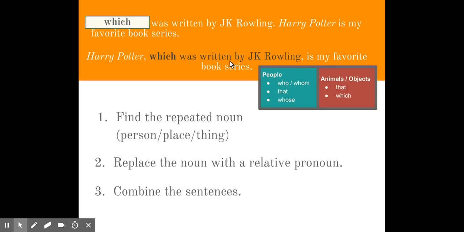And often when we have this kind of relative clause that is extra information, when we speak, we take it down a notch. So Harry Potter, which was written by J.K. Rowling, is my favorite book series. Right? So you notice the difference in tone.